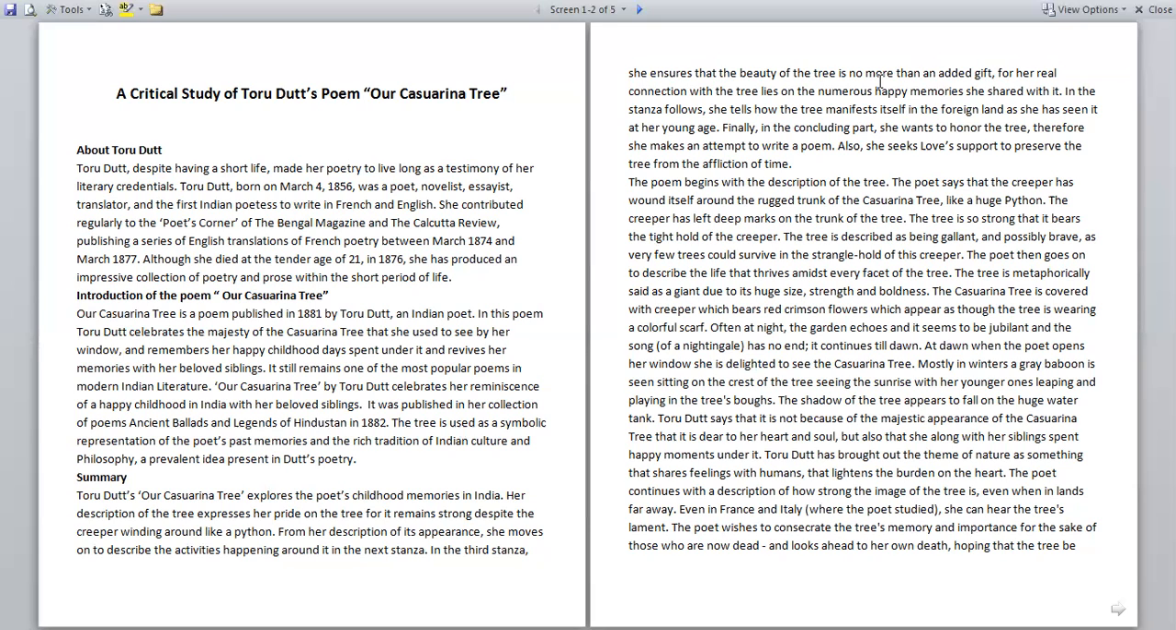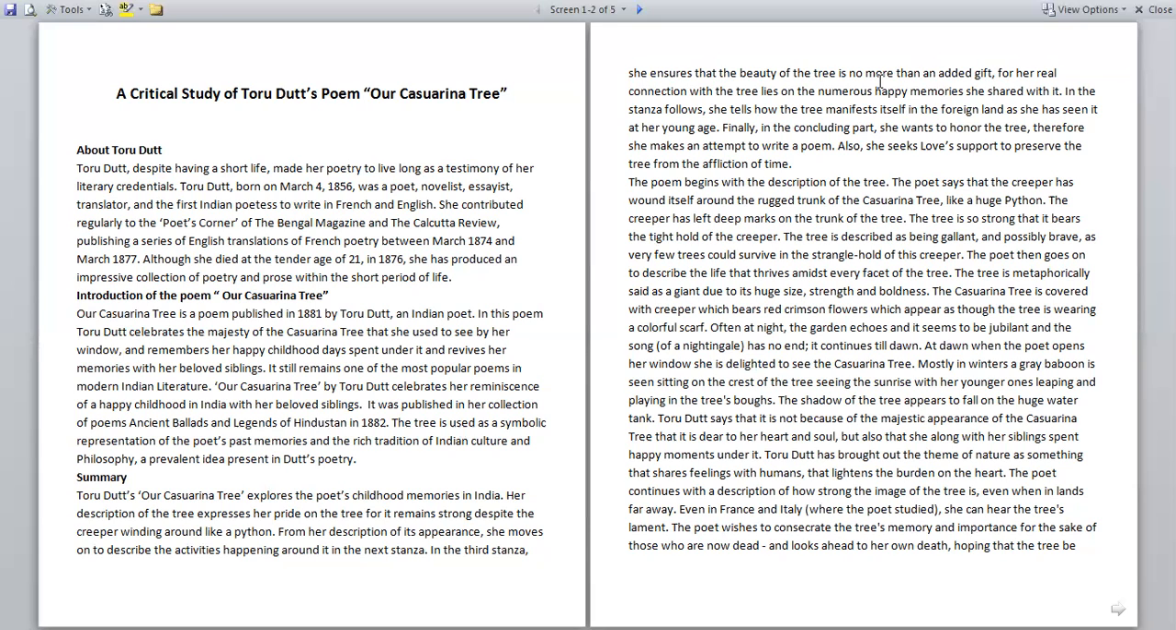At dawn, when the poet opens a window, she is delighted to see the casuarina tree. Mostly in winters, a grey baboon is seen sitting on the crest of the tree, watching the sunrise with her younger ones, leaping and playing in the tree's boughs. The shadow of the tree appears to fall on the huge water tank.